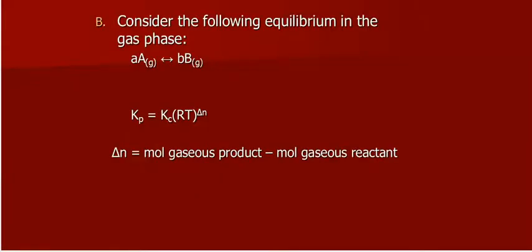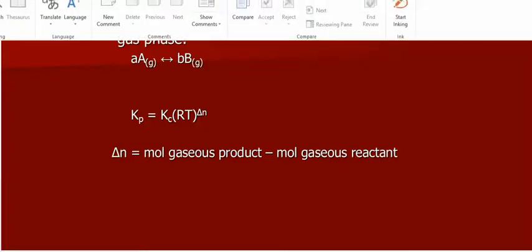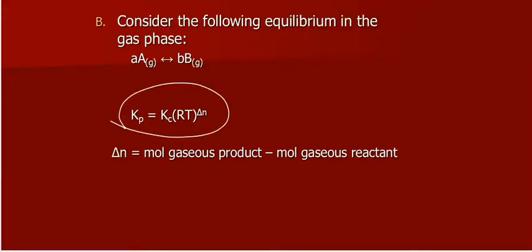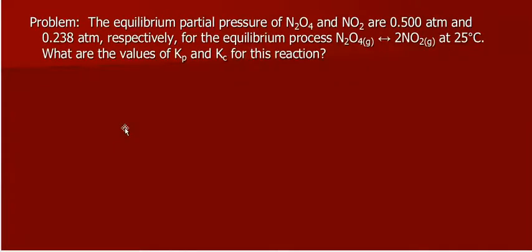I'm not going to go through the derivation to get from Kp to Kc, but here is the equation that will allow us to go from Kp, which is in terms of pressures, to Kc, which is in terms of concentration. Delta N is moles of product gases minus moles of reactant gases. So let's look at this problem here. We have a gas state reaction, N2O4 forms 2NO2. We want to solve for Kp and for Kc.